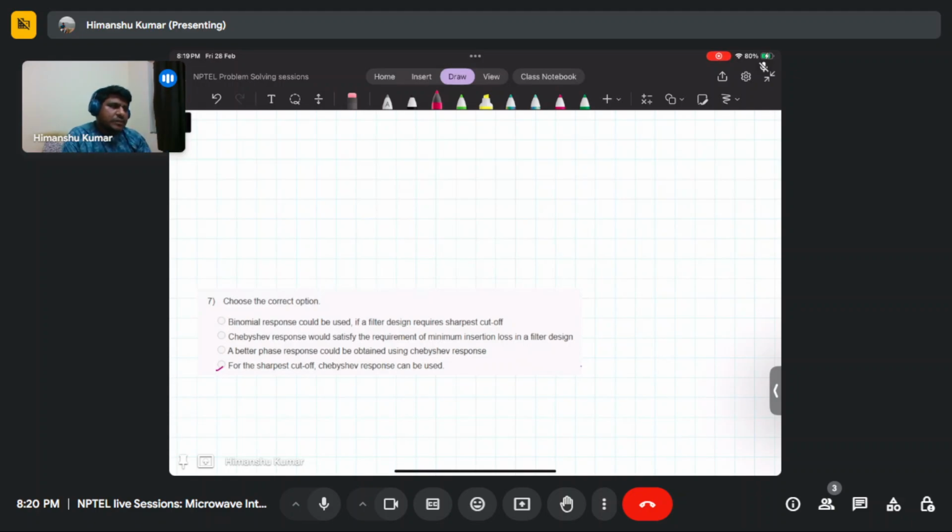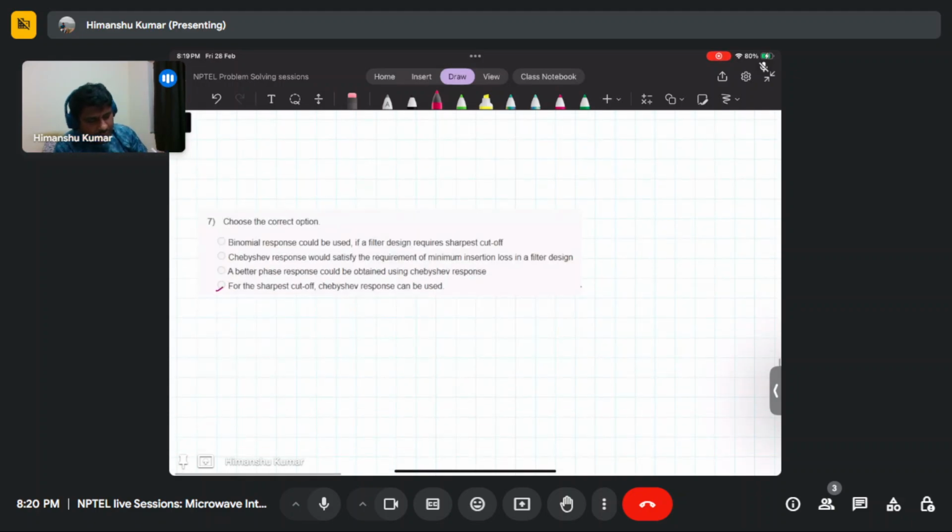Let's just move to the next problem. Choose the correct option. Binomial response can be used if the filter design requires the sharpest cutoff. Chebyshev response should satisfy the requirement of the minimum insertion loss in the filter design.